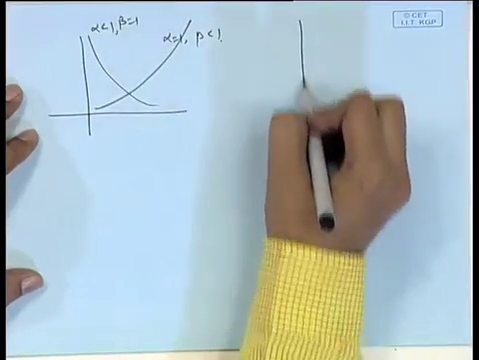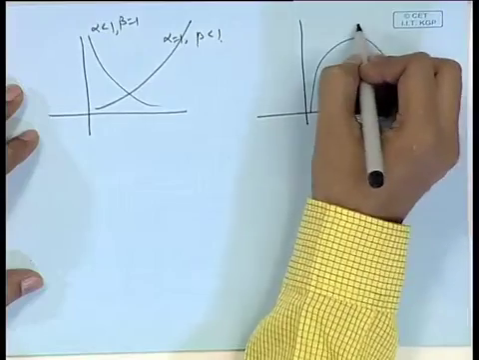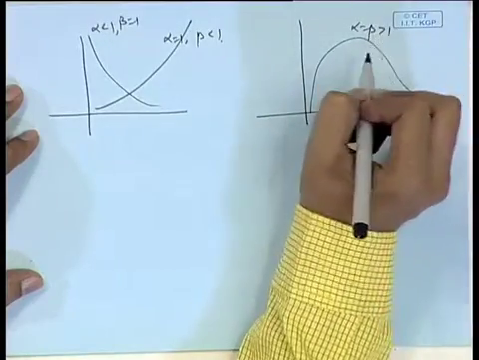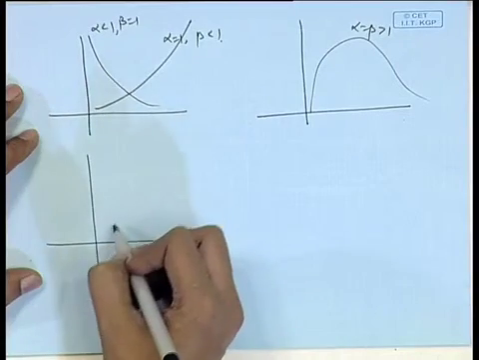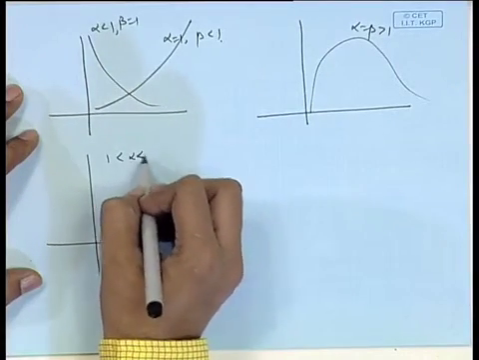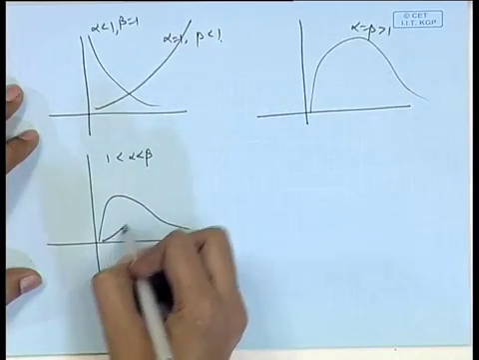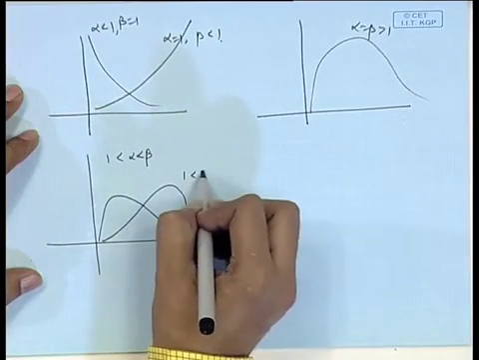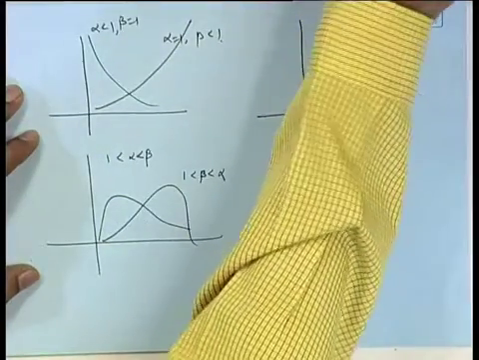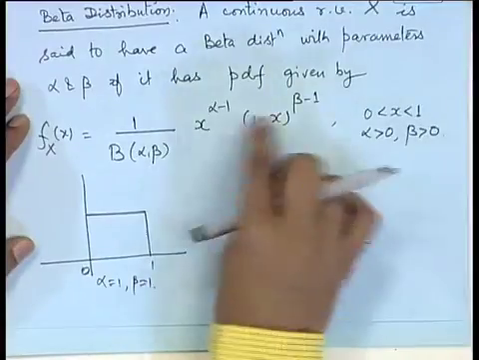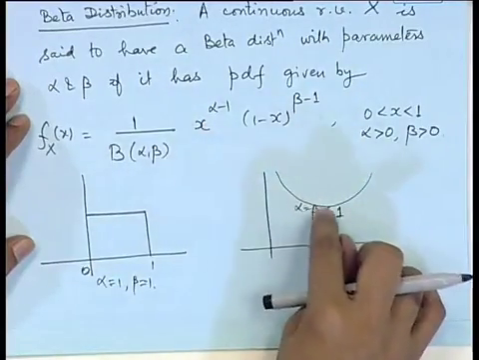If we take alpha is equal to beta, but greater than 1, then the shape will become something like this. If we are having say 1 less than alpha less than beta, then the shape will be something like this. The shape will be something like this if we take 1 less than beta less than alpha. So, here you can see that since two parameters alpha and beta are there, depending upon the values of alpha and beta, various kinds of shapes are coming.